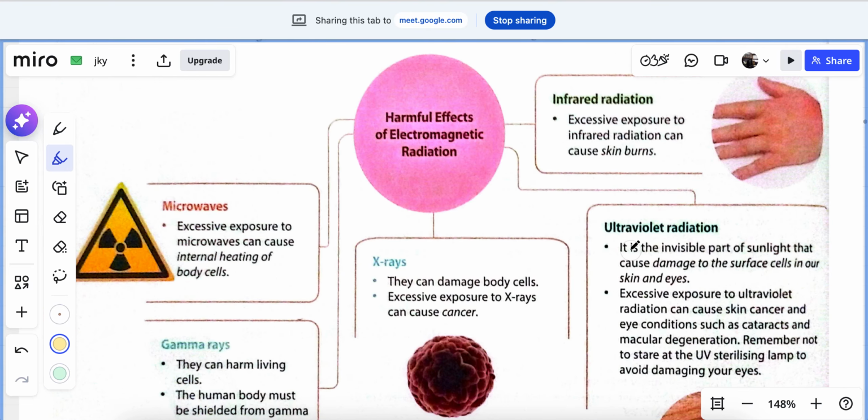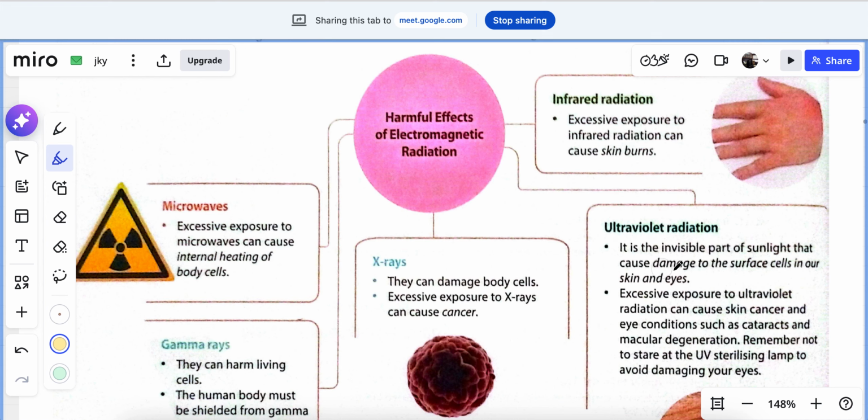Now, what about microwave? Excessive exposure to microwave can cause internal heating of body cells. Our body cells will start to heat internally, which is very dangerous to our health and can lead to other diseases like cancer. Now, what about ultraviolet radiation?